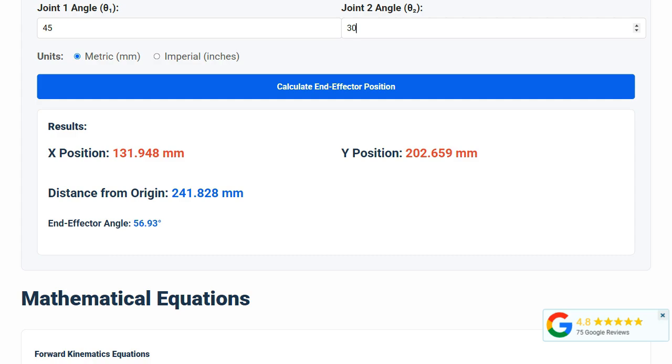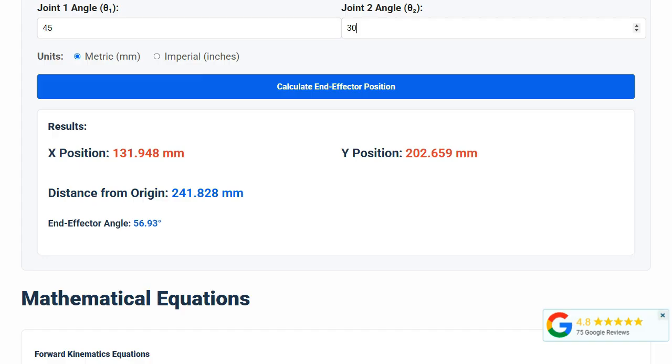Simply enter your first link length L1, second link length L2, and both joint angles in degrees. The calculator instantly computes the end effector x and y position and displays an interactive diagram showing your arm configuration.